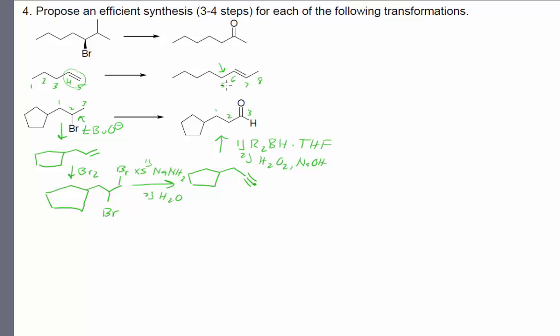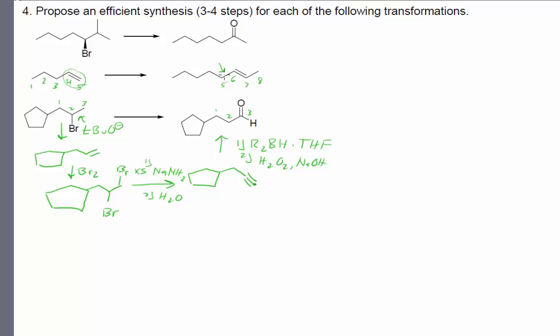And there's really no selectivity in moving the double bond from 4 to 5, 5 to 6, or 6 to 7, because those are all secondary carbons. So there's no selectivity right there. So that's probably not the best way to do it.